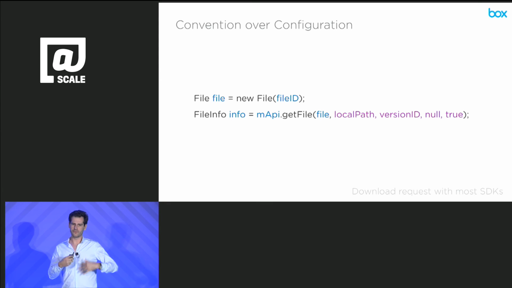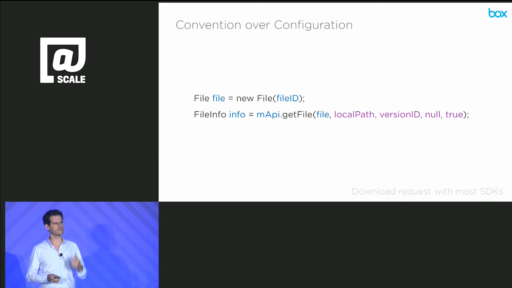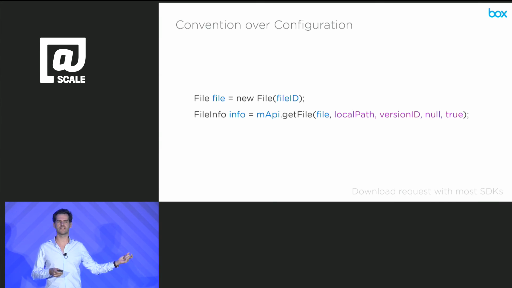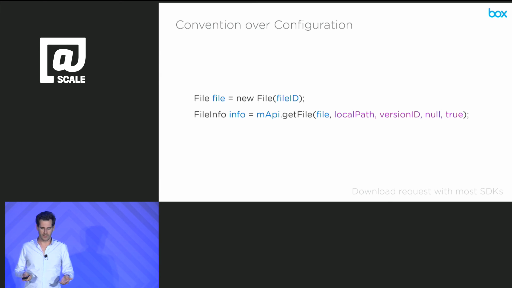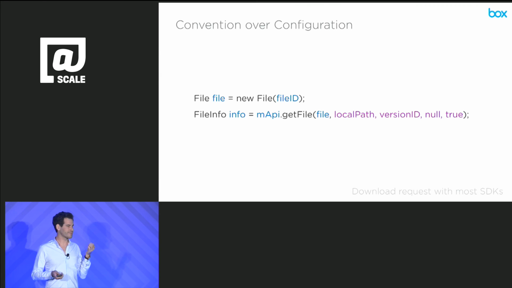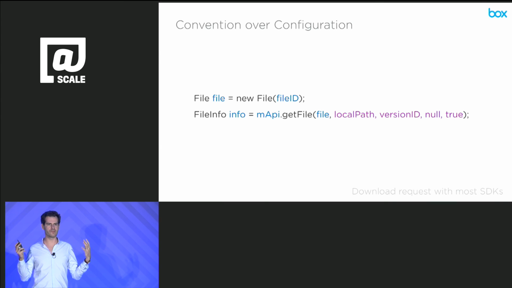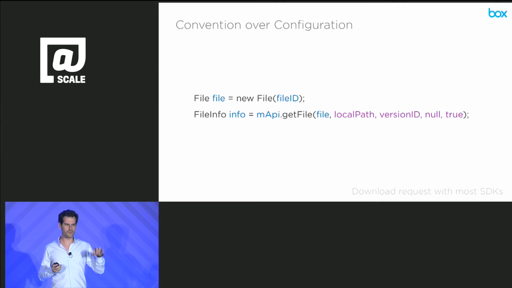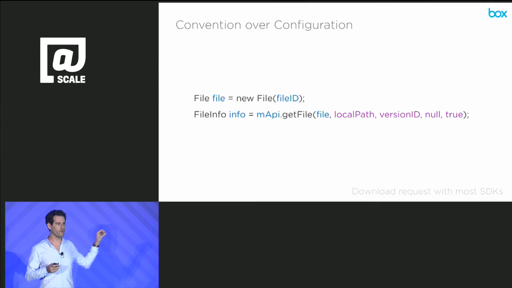But then as you start using your SDK, you realize that you may need some more advanced options, for example, a local path or a version ID and so on. Now, the problem is when you add these parameters, you make the experience much more complex for the first-time user. Because here you're directly exposed to the whole complexity of the SDK, and you ask your user to know about all of these parameters right up front.